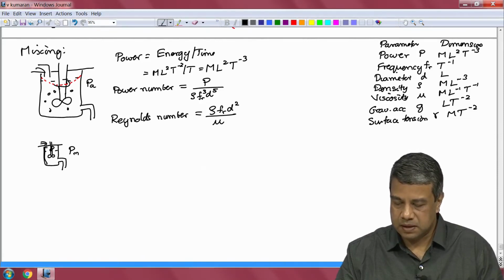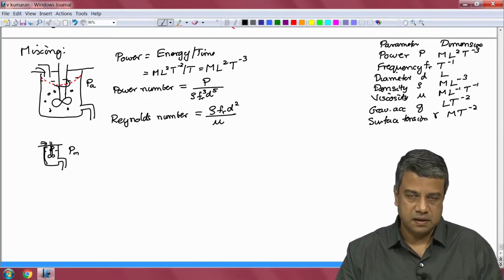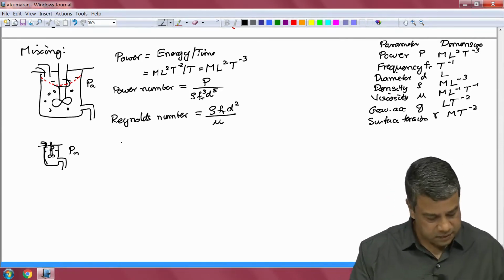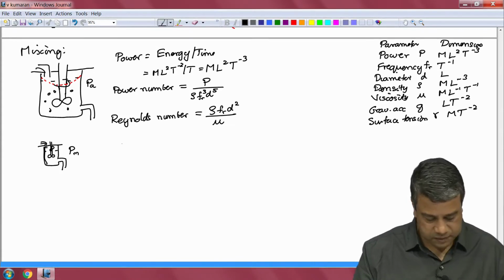The ratio of gravitational and inertial forces, we had seen it earlier. It is the Froude number.